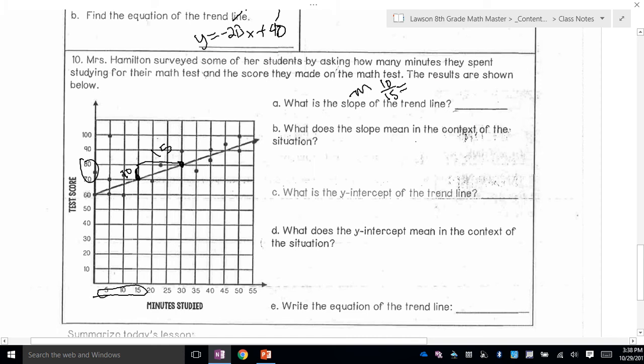I can divide the top and the bottom by 5. 10 divided by 5 is going to give me 2. 15 divided by 5 is going to give me 3. So my slope is going to be a positive 2/3. Okay, and my rise, my vertical change was the test score. So it's going to be a rise of 2 on my test score for every 3, which is my run, minutes studied.